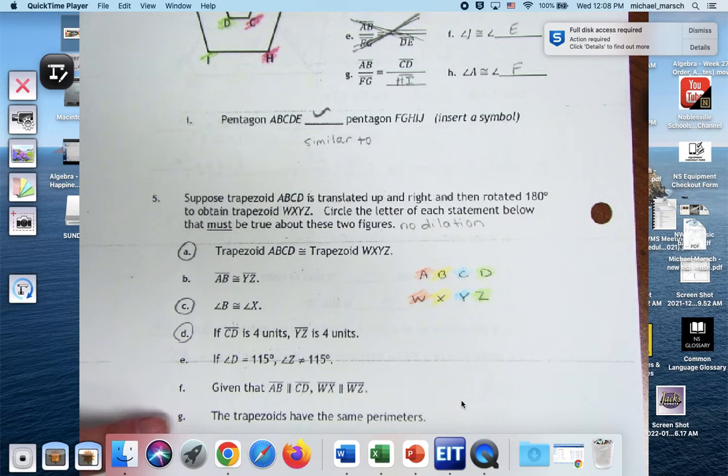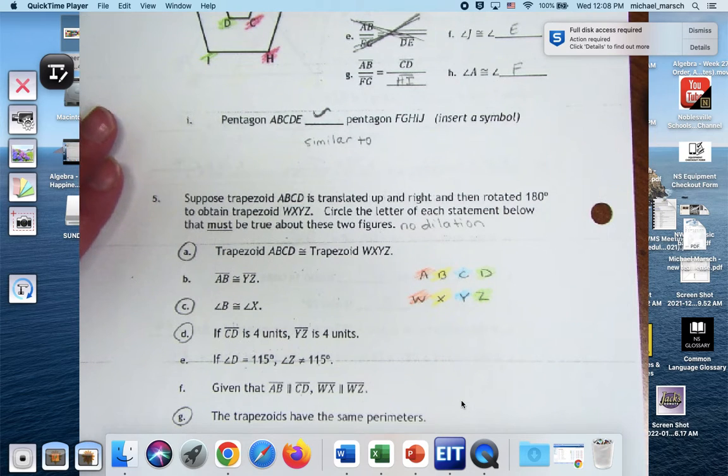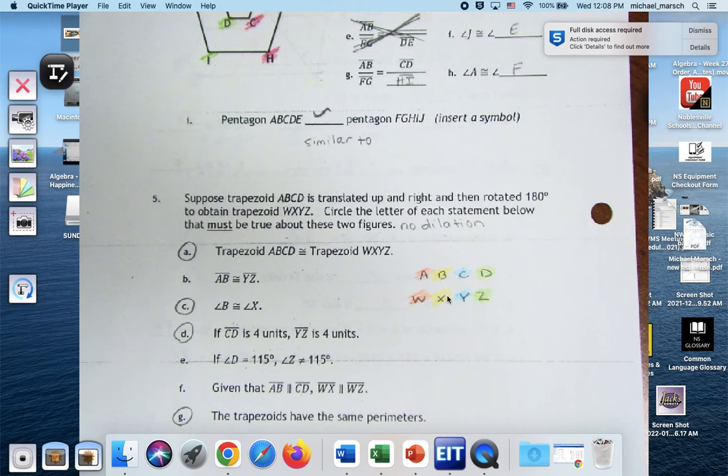The trapezoids have the same perimeters. Yeah, we did not change the size. The trapezoids do not have the same areas. That's weird. That's incorrect. They actually do have the same areas, so we're not going to say that that statement is true, right? If it said the trapezoids do have the same areas, then we would circle it. That would be true.